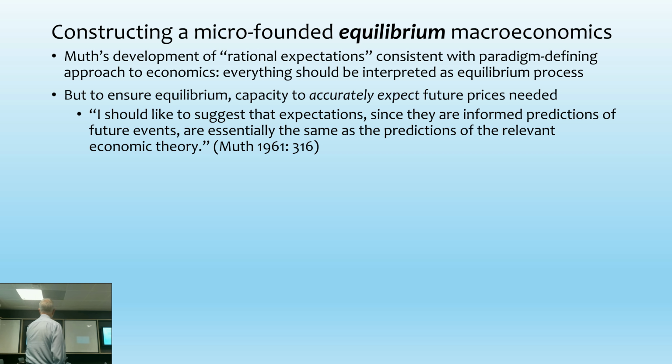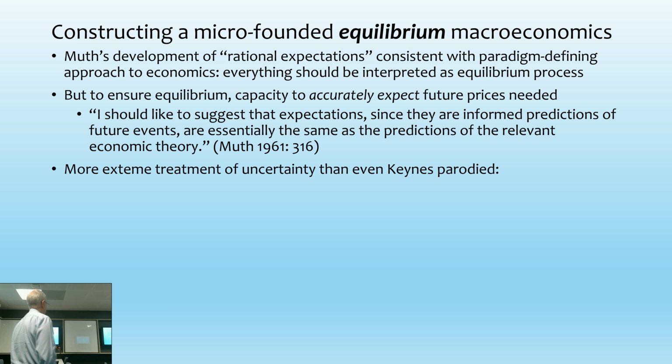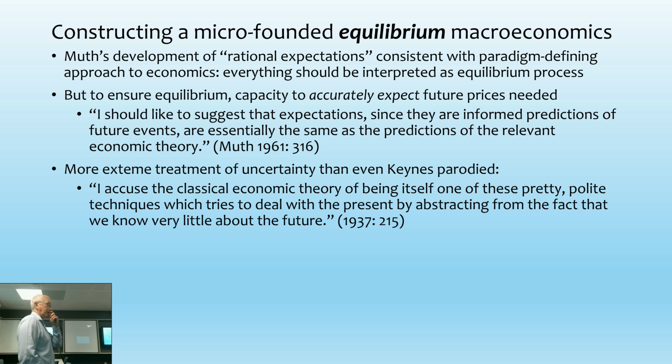And he starts on this point: "I should like to suggest that expectations, since they are informed predictions of future events, are essentially the same as the predictions of the relevant economic theory." That's the starting point. Now, Keynes sent up his neoclassical predecessors for the way they treated uncertainty. "I accuse the classical economic theory of being one of these pretty polite techniques which tries to deal with the present by abstracting from the fact that we know very little about the future." Classic Keynes piece of eloquence.